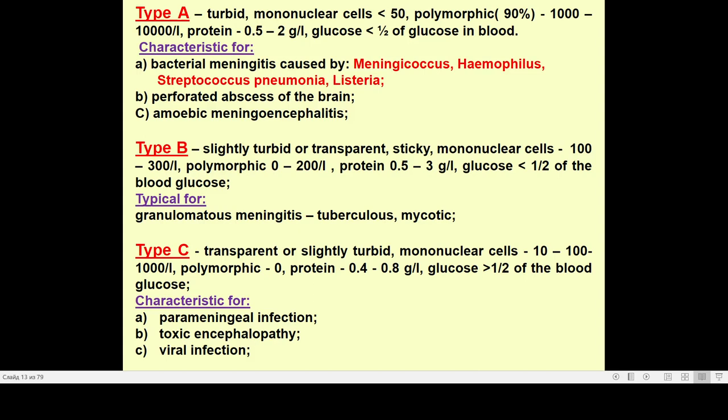Type B, slightly turbid cerebrospinal liquid, quantity of cells about 100 cells, not so significant rising of the common level of leukocytes. Practically, this type of change in cerebrospinal fluid is typical for granulomatous meningitis, for TB, for mycotic meningitis.